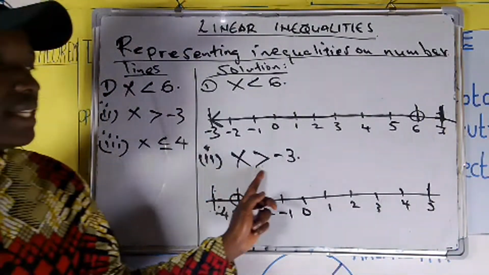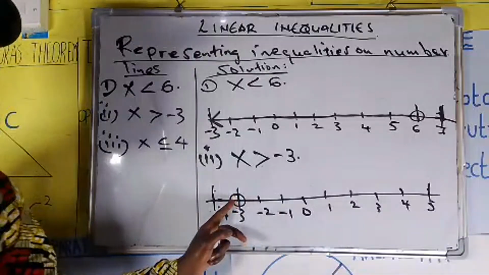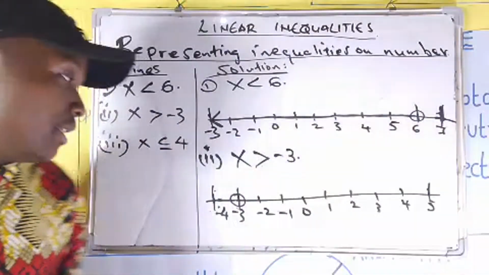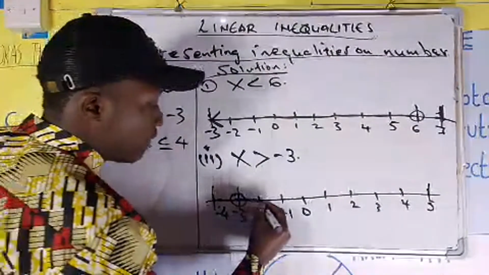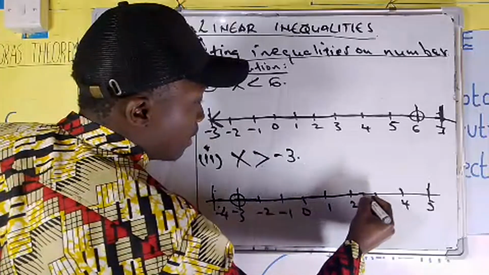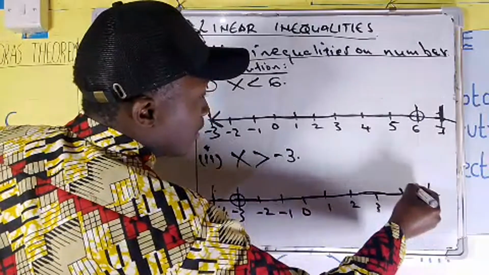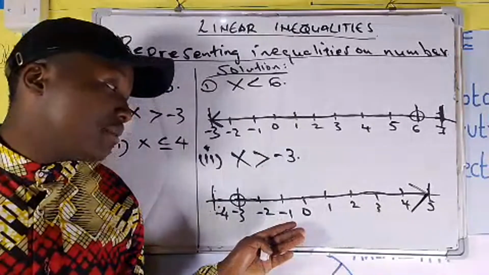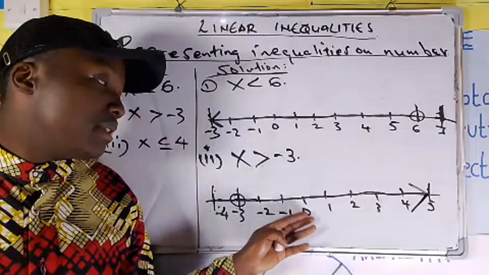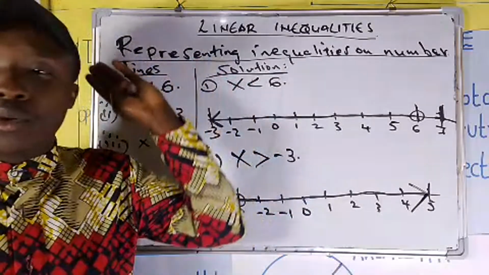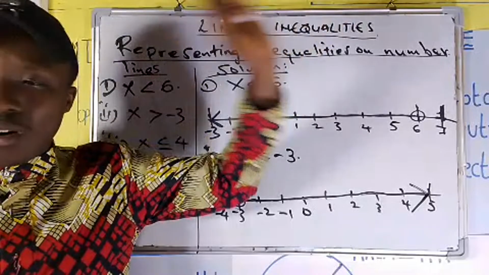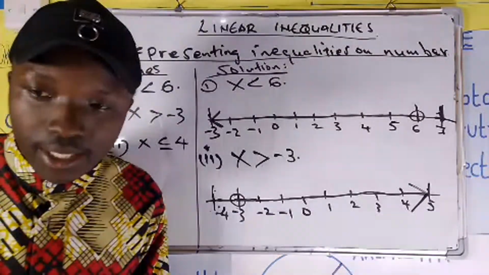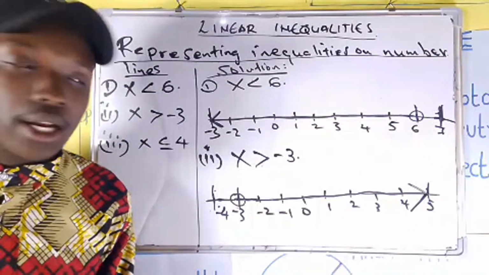We have been told x is greater than negative 3, it means all values greater than negative 3 can be equivalent to x. So anything above negative 3 going that way can be equivalent to x. So x can be negative 2, negative 1, 0, 1, 2, 3, 4, 5, up to infinity, 100, 2 million, all those can represent x. So that is how we represent numbers on inequalities on a number line.